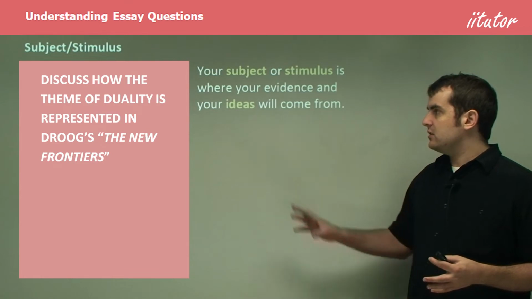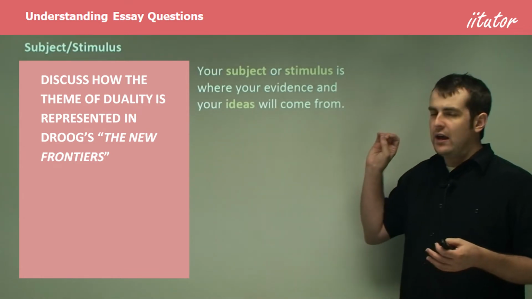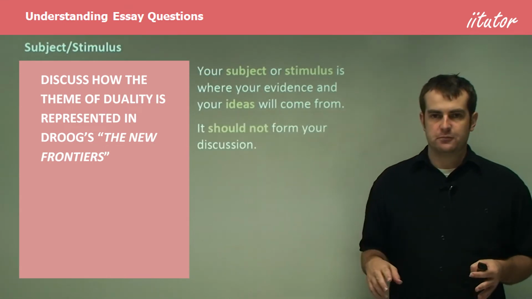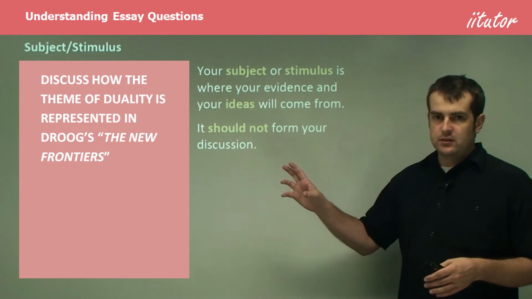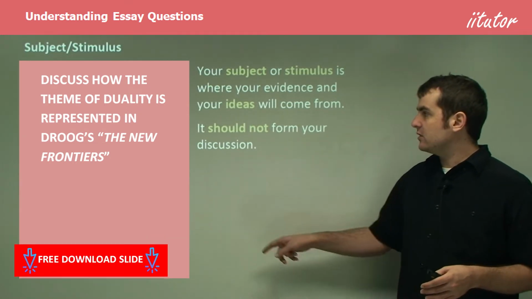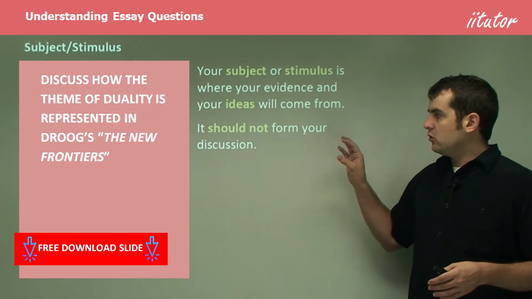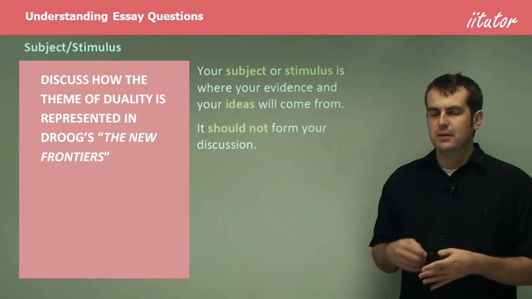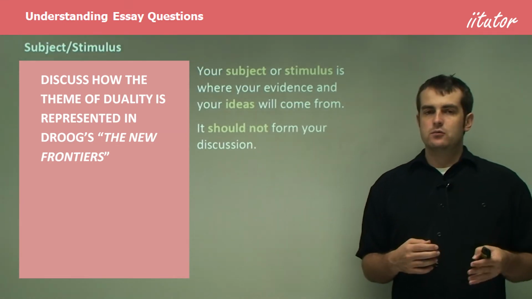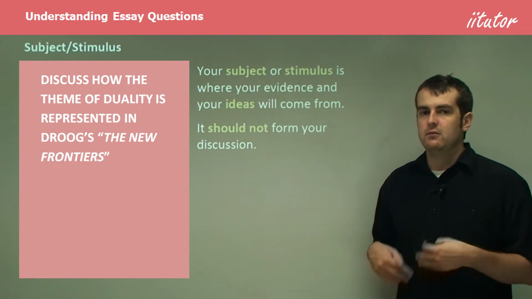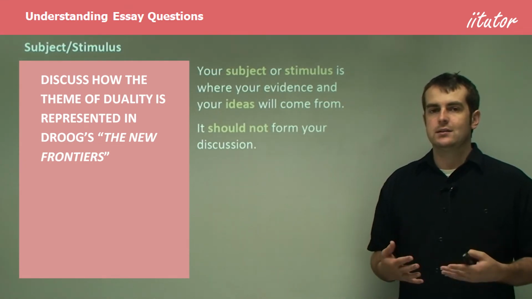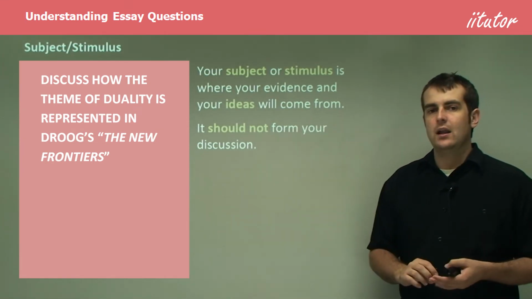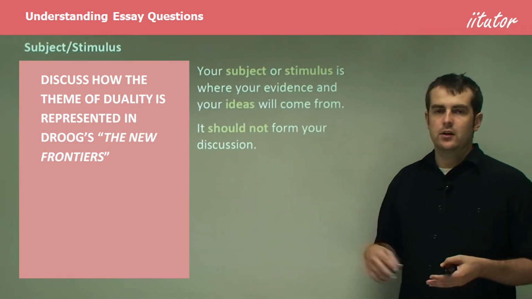Now, next thing we'll look at is the subject. Your subject and stimulus is where your evidence and your ideas will be based, however, it will not form your discussion. Your question is not asking you in this case to discuss the story. It's asking you to discuss that idea. In other words, your discussion will not be a retelling of the story of the new frontiers. And that's a very important point to make, because in your answer, the temptation would be to just list lots of different times in the story where the theme of duality is represented, but not really to discuss them. Your evidence will be this, but your discussion will be focused on that idea of duality and its representation, and not necessarily on the text itself.